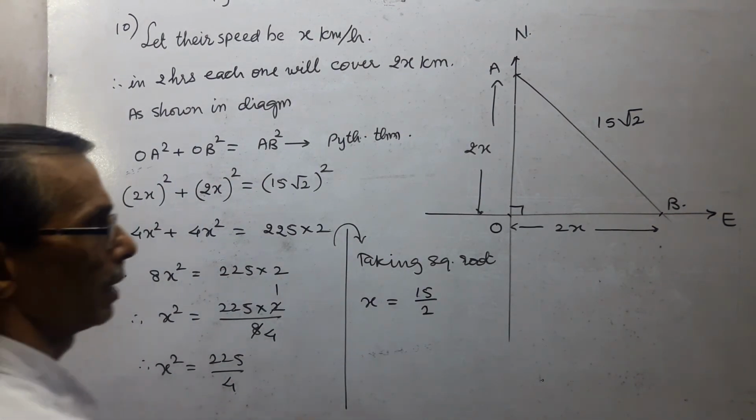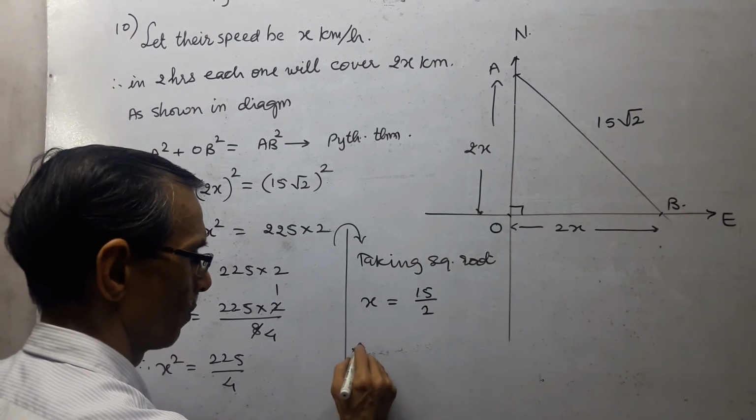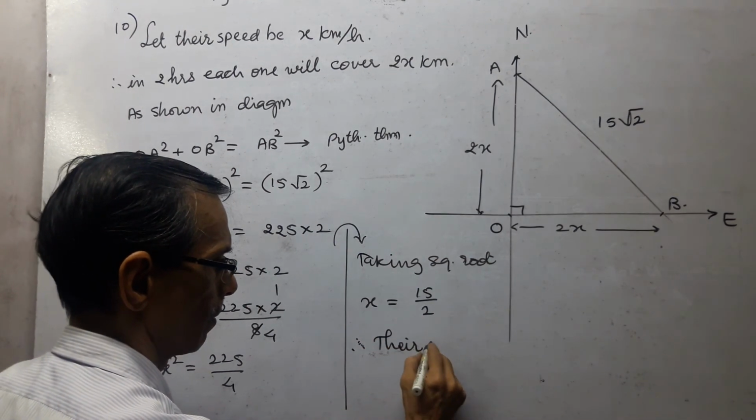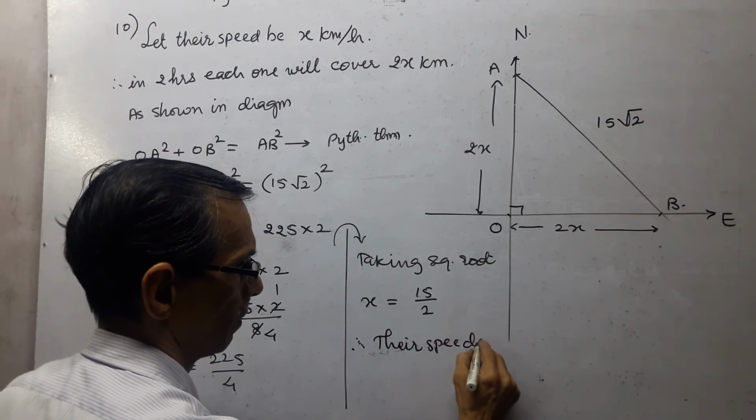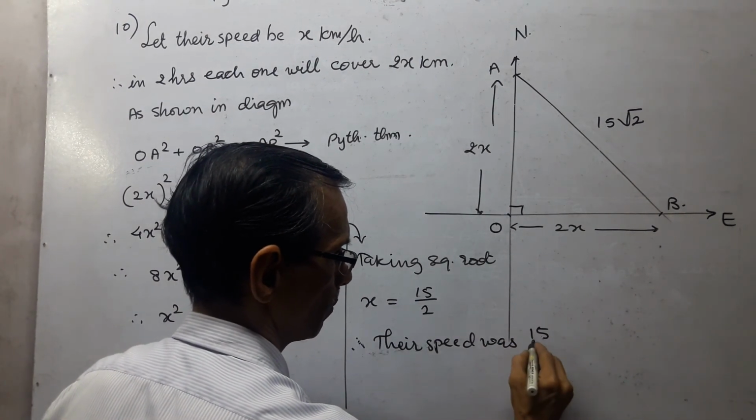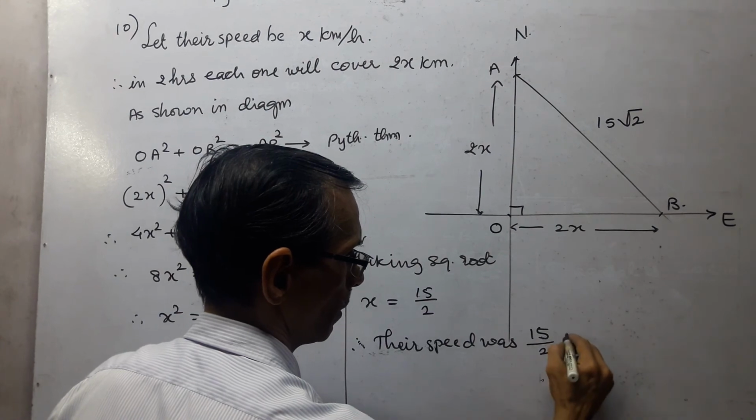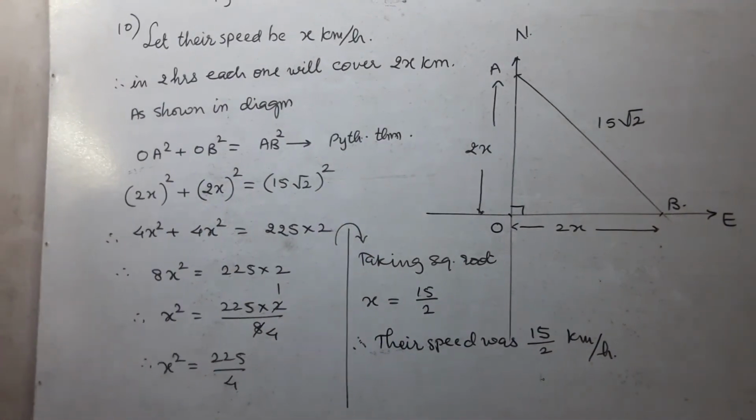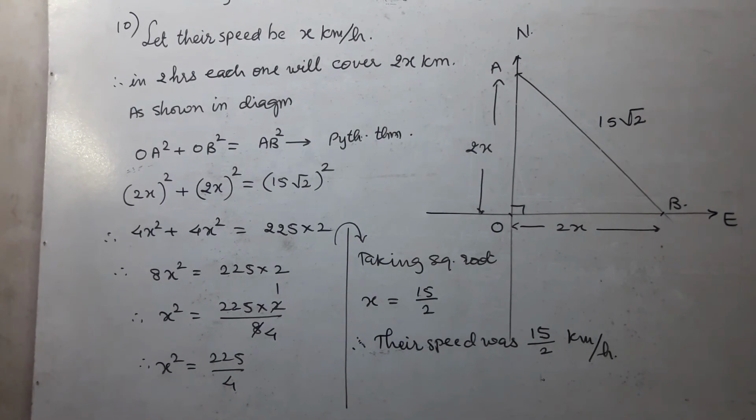And therefore the speed x is what? The speed was 15 upon 2 kilometer per hour. So this is the speed, 15 upon 2 kilometer per hour.